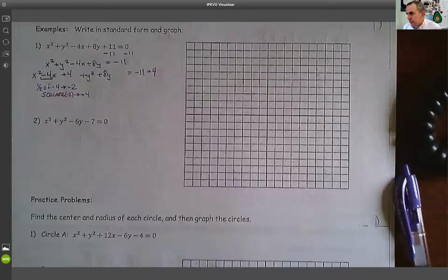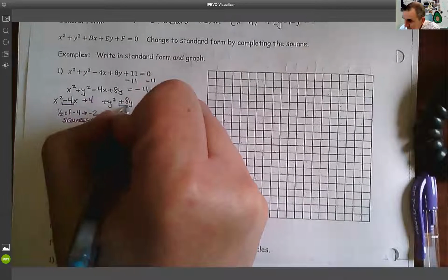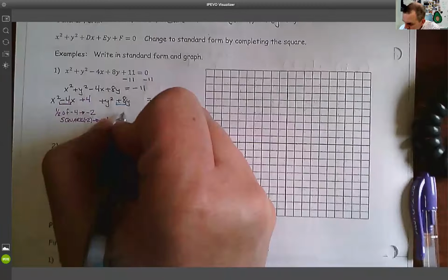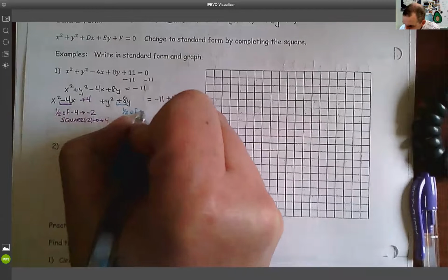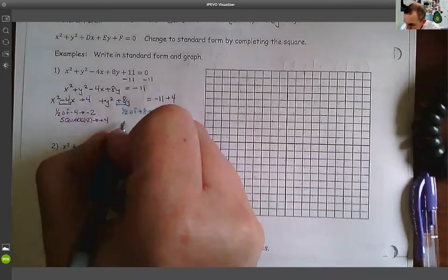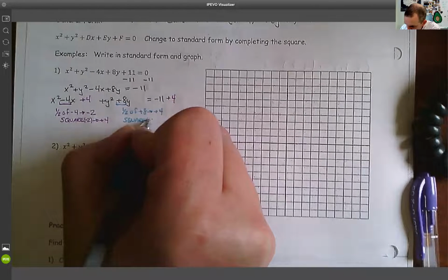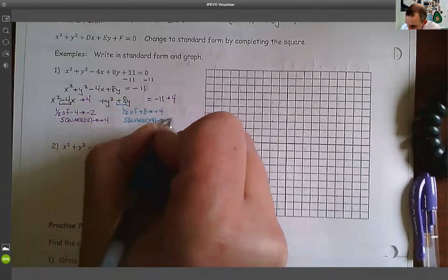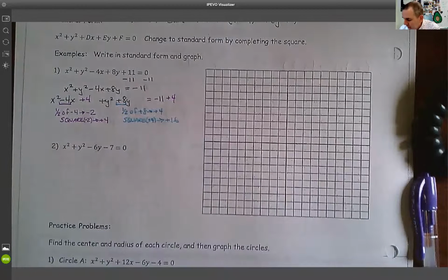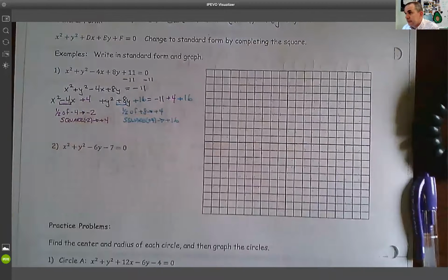So it looks a little bigger. Do the same thing on the second one. I have a positive 8 there. What is half of positive 8? Half of positive 8 is positive 4. I'm going to square that positive 4. When I square that positive 4, I'm going to get positive 16. I'm going to put the plus 16 here. If I do it to one side, I got to do it to the other.